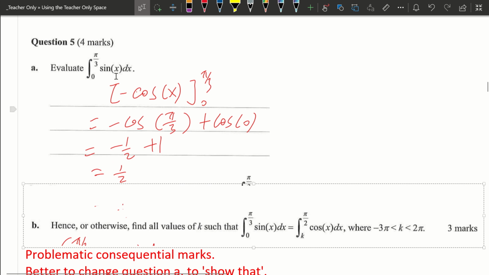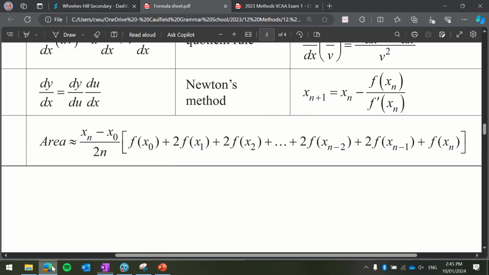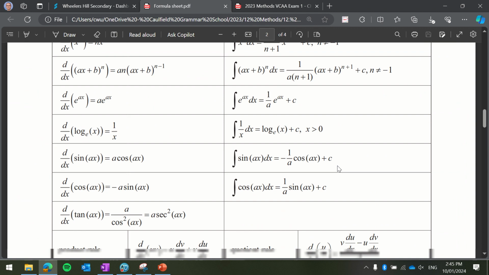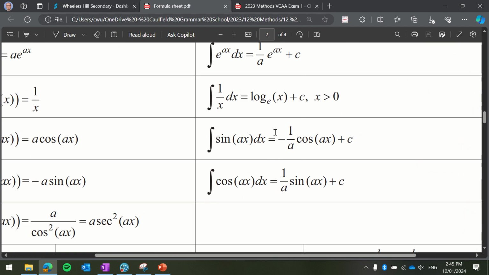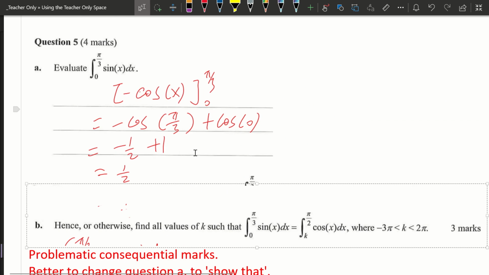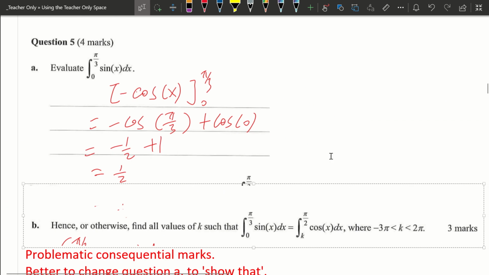Well, if you forgot how to anti-differentiate sine x, it is helpfully in the formula sheet right here. So it's just negative cos, but if there's an ax in the brackets, then you need to do 1 over a. In this case, sine just becomes negative cos when you anti-differentiate, and you substitute pi over 3 and 0 in it, and of course you remember your exact value table, and you calculate, and you get half.